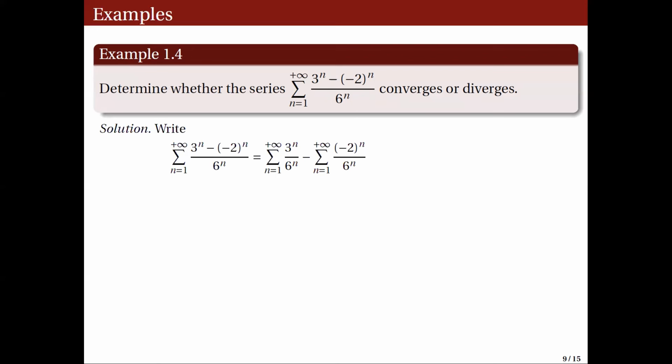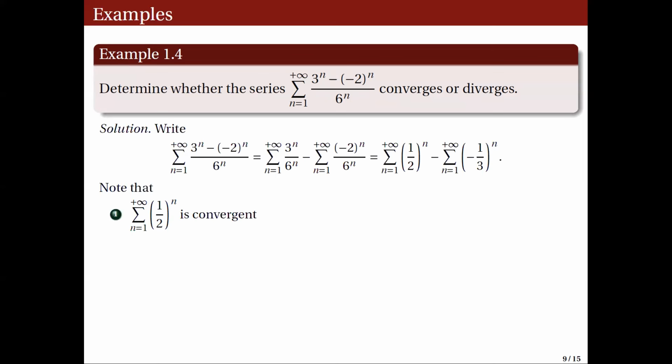So the first series can be written as the sum of 1/2 raised to n from n equals 1 to infinity. And then the second series can be written as the sum of negative 1/3 quantity raised to n from n equals 1 to infinity.